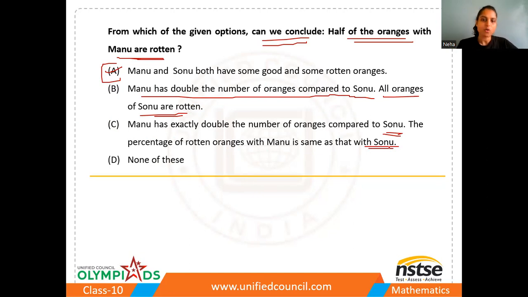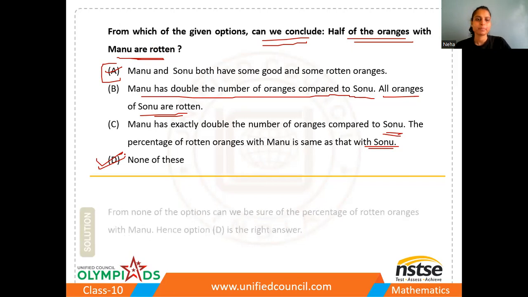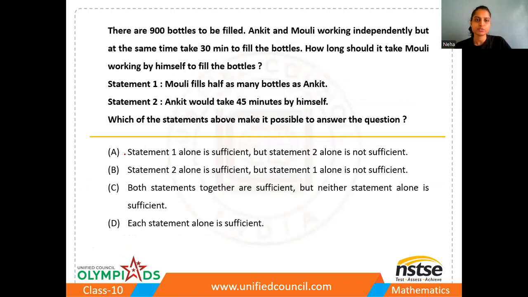Now let me explain this question. From none of the options can we be sure that half of the oranges with Manu are rotten. So we can say option D, none of these, is the right answer, because we can't say with anything that half of the oranges are rotten. All right, the next one.